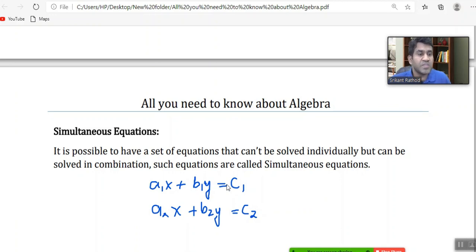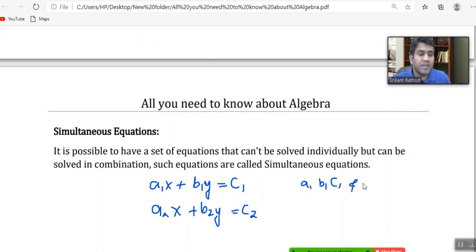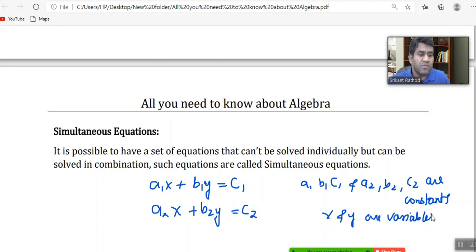Simultaneous equations can also have three variables, x, y, z. Here in our case we are mainly discussing simultaneous equations with two variables, where x and y are the variables, and a1, b1, c1 and a2, b2, c2 are all constants. Constants means they have fixed values, and x and y are the variables. They expect us to find the values of x and y if it is possible based on the conditions.